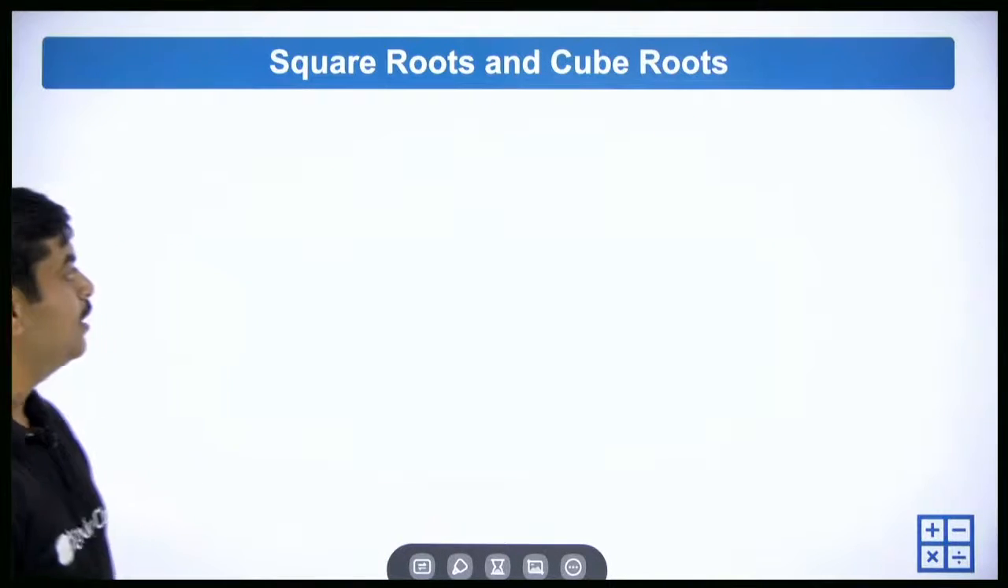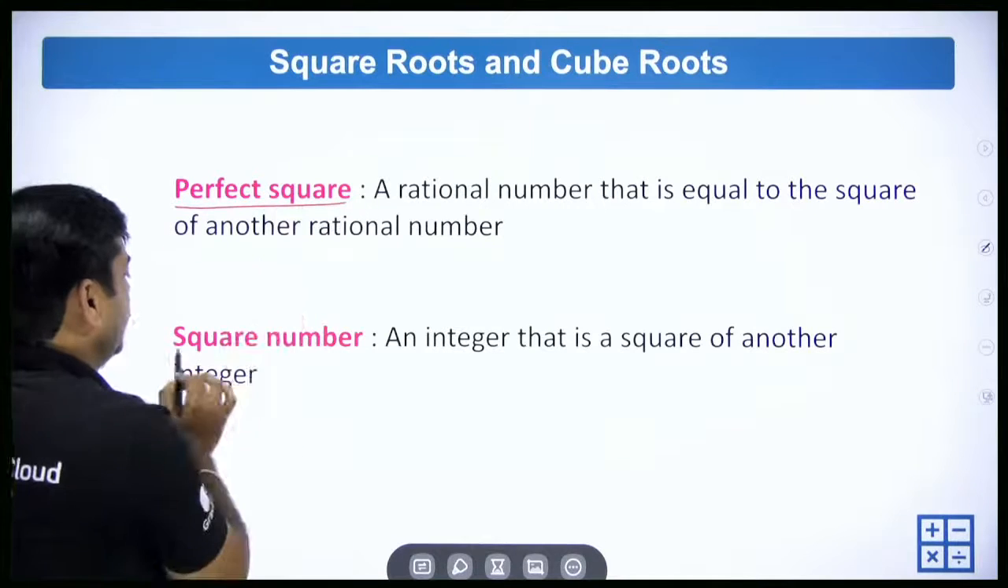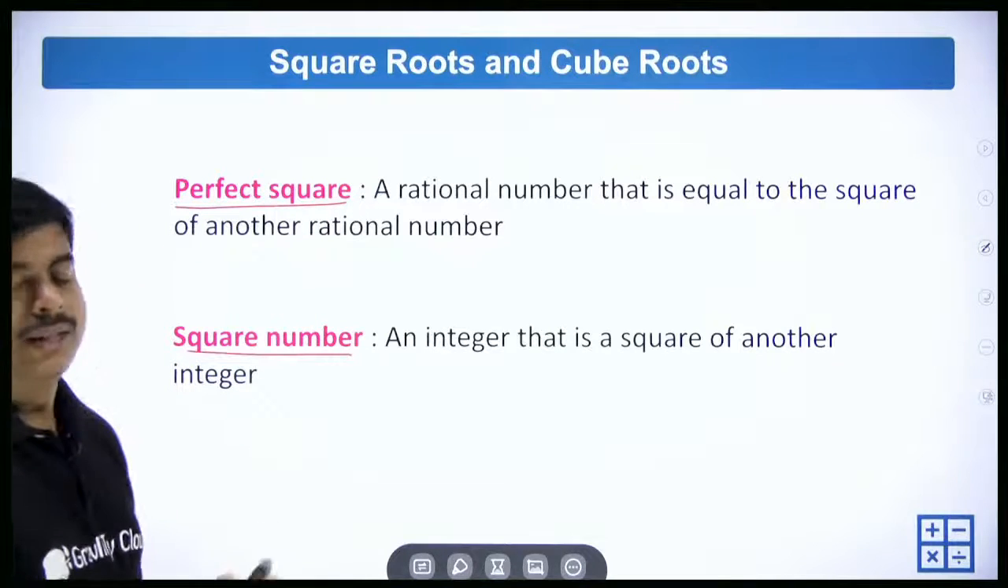Correct? Next. A perfect square. So we are going to learn two things, perfect square and square number. What are these two?